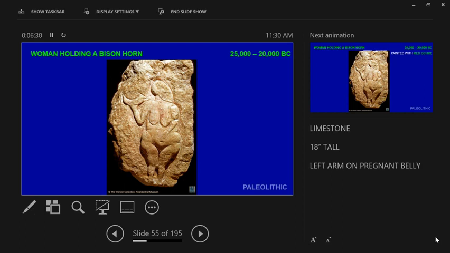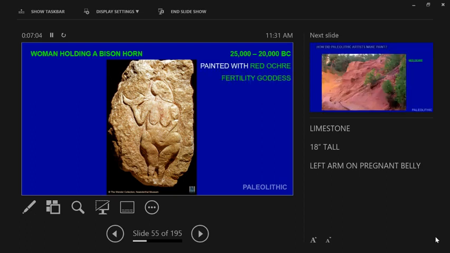And then what's with the bison horn? I wonder if that's a sort of magical symbol. Maybe if they thought that she's a goddess, the bison horn is like her symbol. Or maybe the bison horn symbolizes strength. Maybe the bison horn symbolizes fertility. Nobody really knows. A lot of very smart art historians make some very educated guesses. And it's been painted with red ochre.